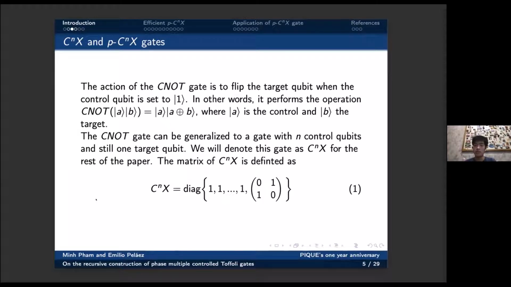So we can generalize this to n qubits, right? N control bits, and we would call this the CNX gate, right? So the matrix of the CNX gate is defined as a diagonal matrix with ones on the diagonal entries, and for the last two elements, we actually have ones on the anti-diagonal entries. And as we can see here, this represents the X matrix, right? Because we know that when all the control bits in the multiple control Toffoli gate are 1, we would flip whatever the input is for the target bit. So this is what we have.